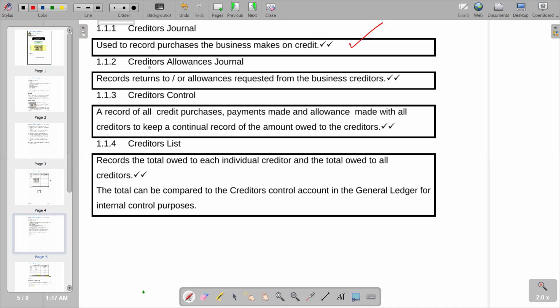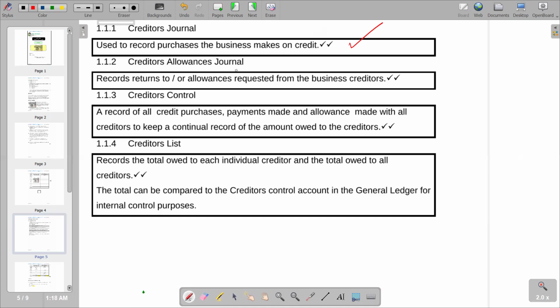Then 1.1.2: the creditors allowance journal records the allowances requested from the business's creditors. As we buy goods on credit from our creditors, those goods may be substandard, and for many other reasons we can return those goods to our creditors. Those are the creditors allowances, and they are supposed to be recorded in the creditors allowance journal.